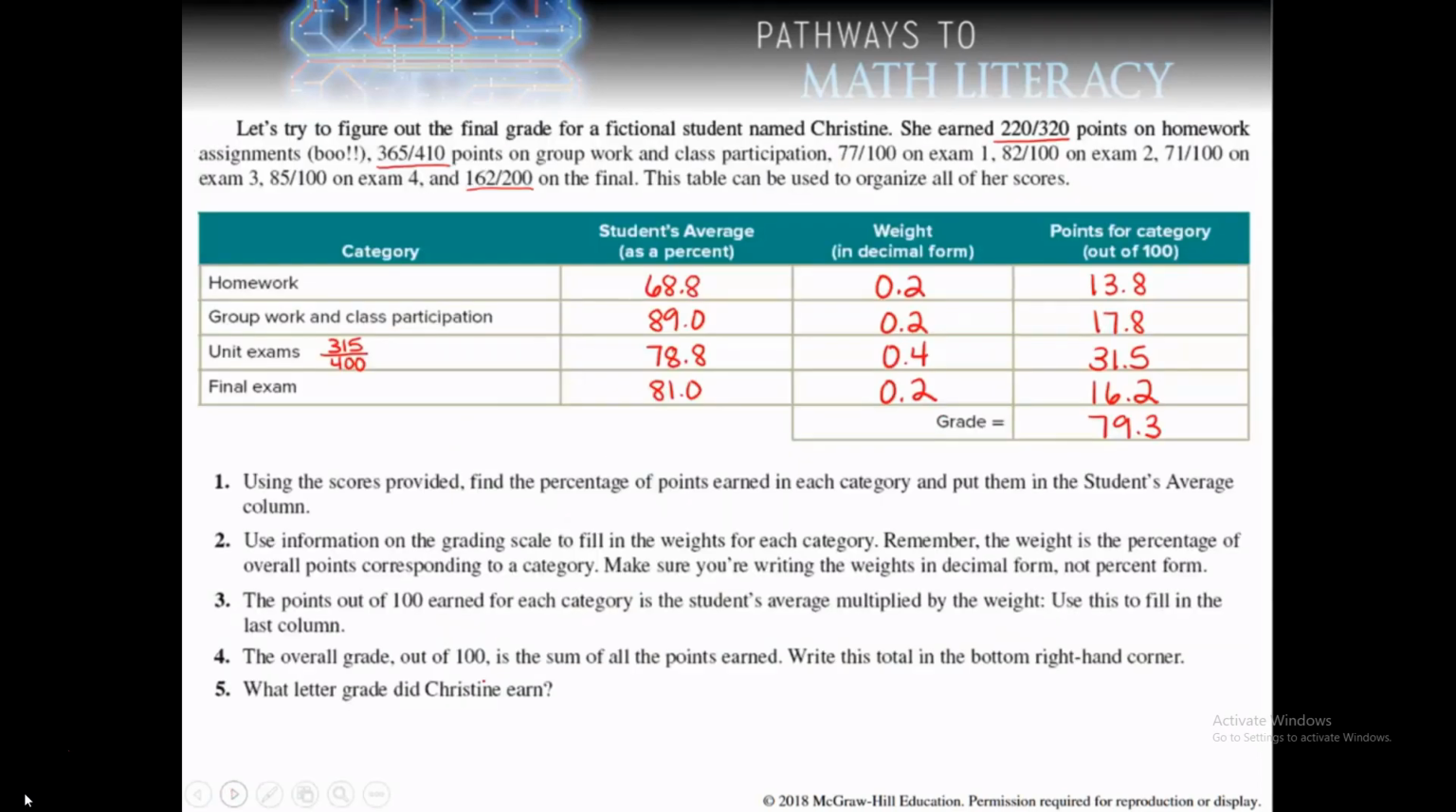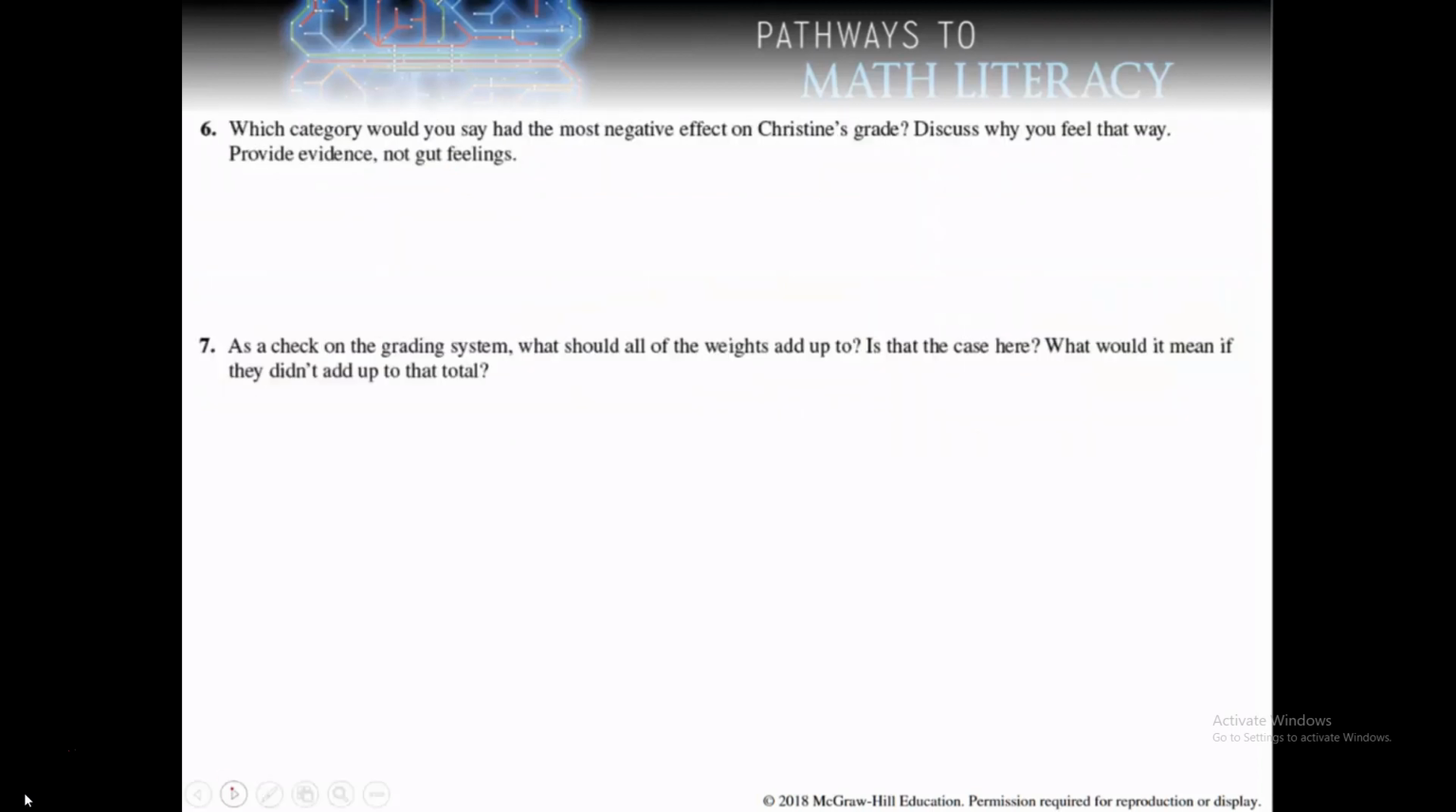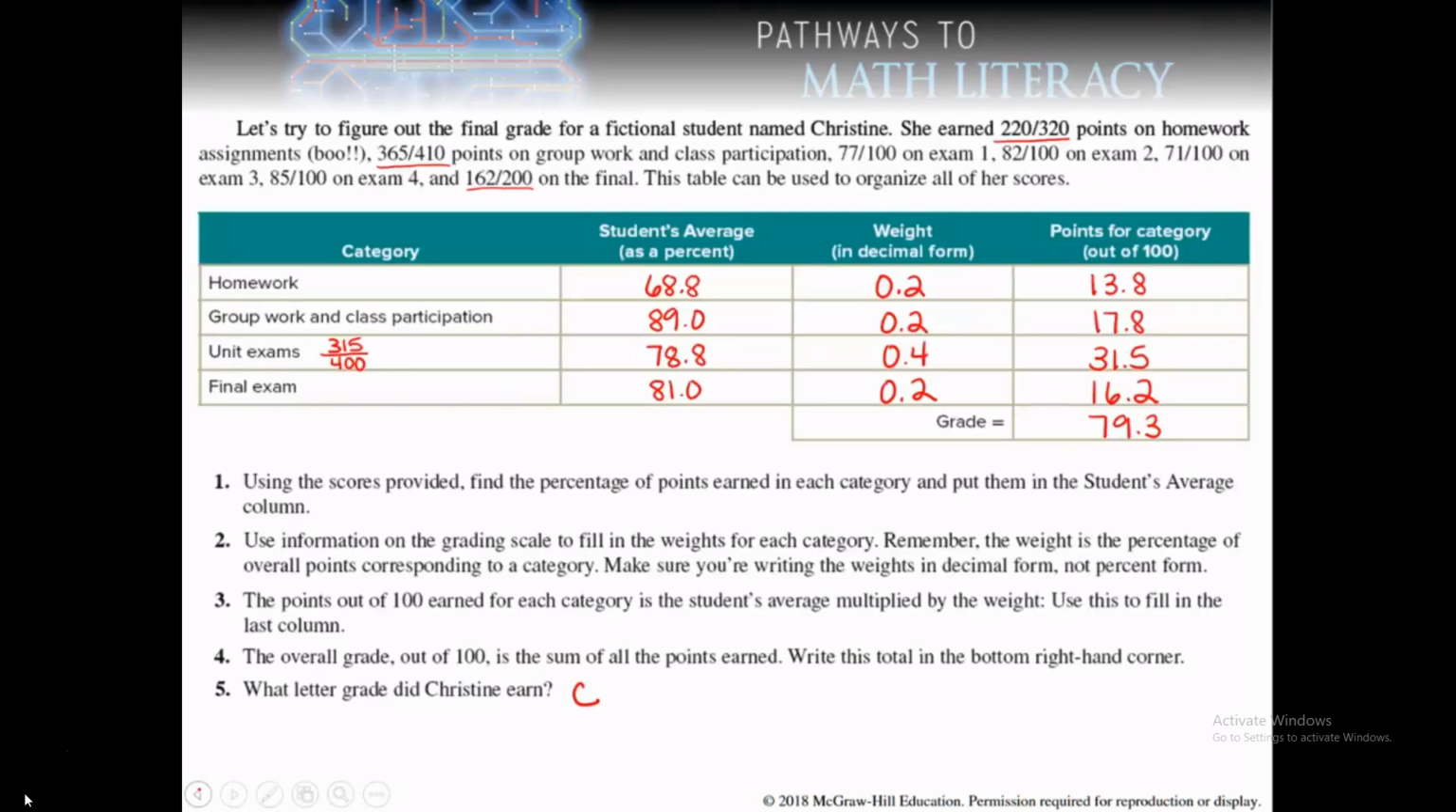In question 6, it asks which category had the most negative effect on her grade. So looking back, clearly it was the homework. She got high C's and B's in the other 3 categories, but in the homework category, she got a D. So that's the one that's hurting her grade. And looking at the weights, it's not a small weight that's completely insignificant in the grade. It's 20%.